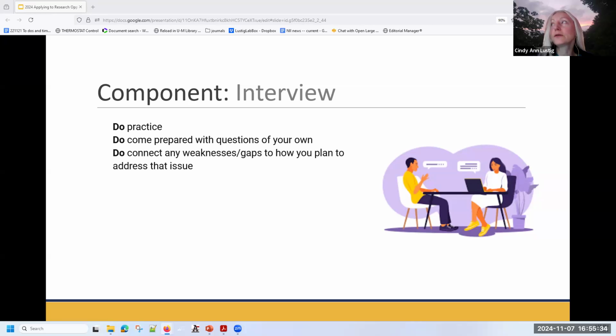If you have any weaknesses or gaps, talk about how you plan to address that issue. So if you know that they're looking for a particular skill and you haven't had a chance to build that yet, you can say, I haven't had a chance to do this yet, but I'm really excited for it. And so I would love for you to point me to any kind of tutorials for that. And I'd be happy to work on those as part of my time in the lab.